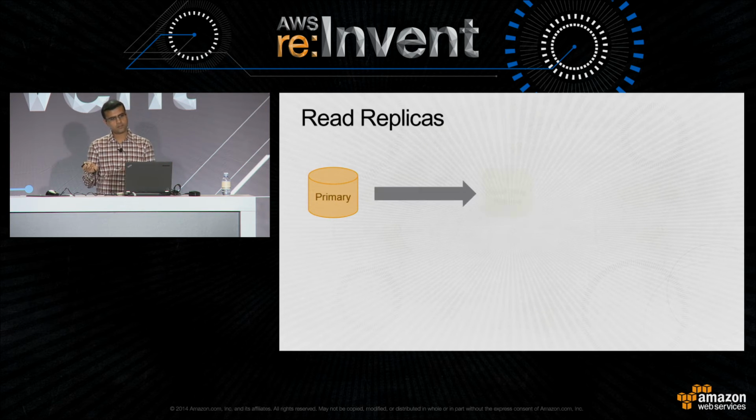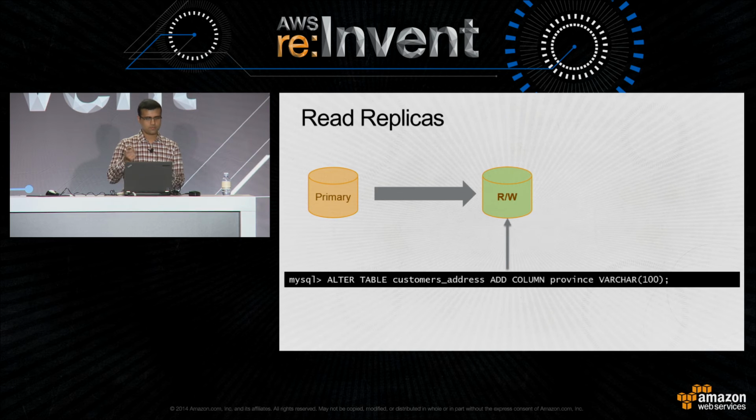So using read replicas, you have a read replica. You can perform this operation on the read replica first. But before that, you'll have to turn that into a read-write instance. For that, you'll have to turn off a parameter called read-only. You can use database parameter groups for that. Once you're done with it, you can perform a schema change operation on your replica, say an alter table operation.